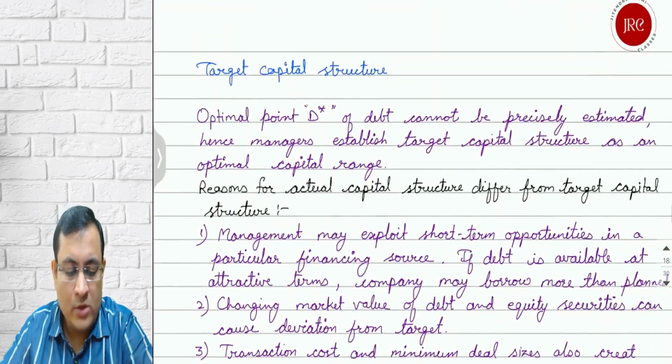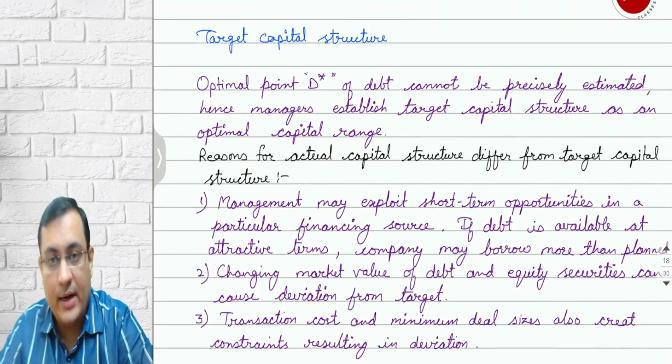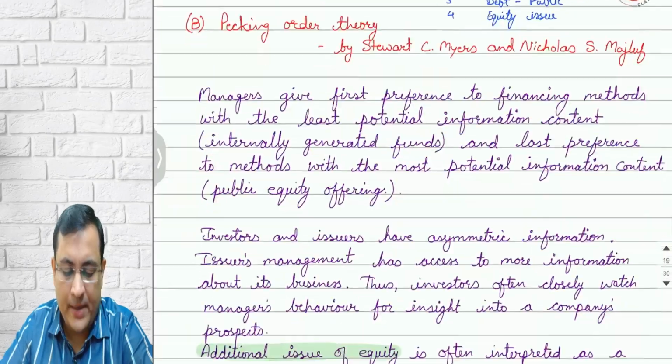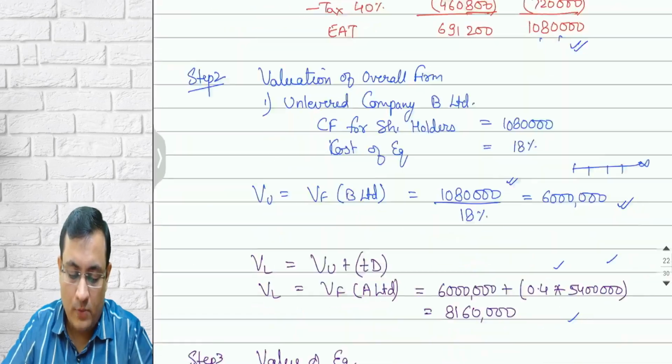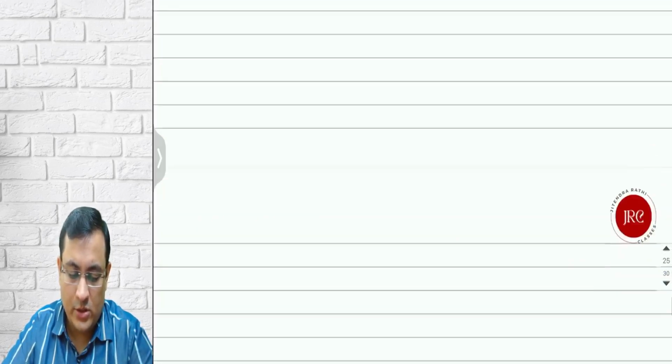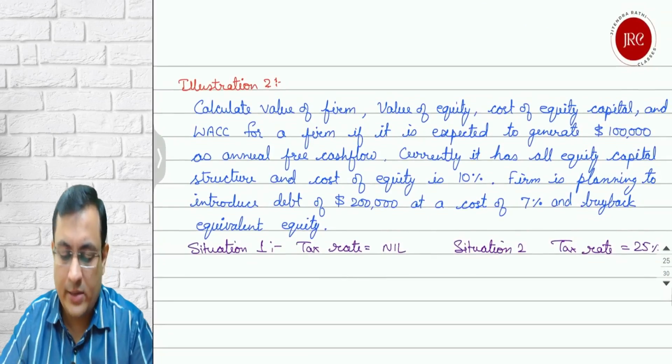Let's move further. There are two more topics: target capital structure and pecking order theory. Let's continue with the numerical questions first. So numerical questions, illustration number 3. What does it say? Quickly, let's go for it.